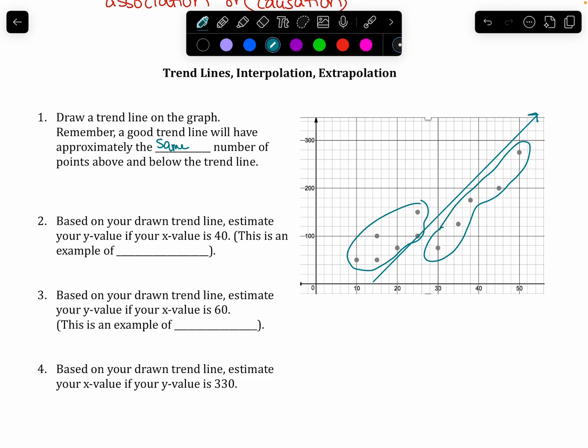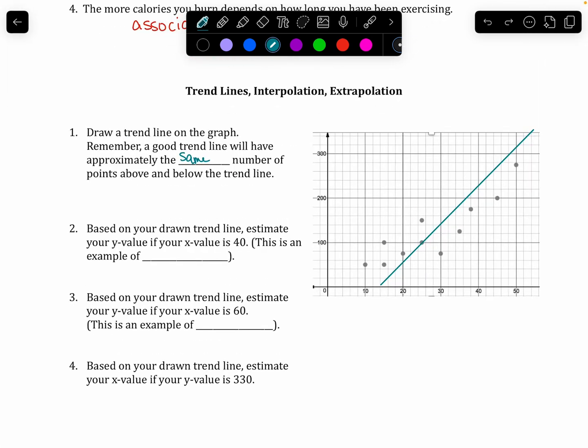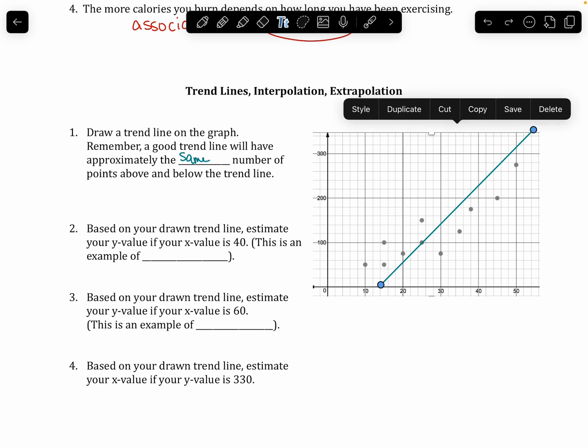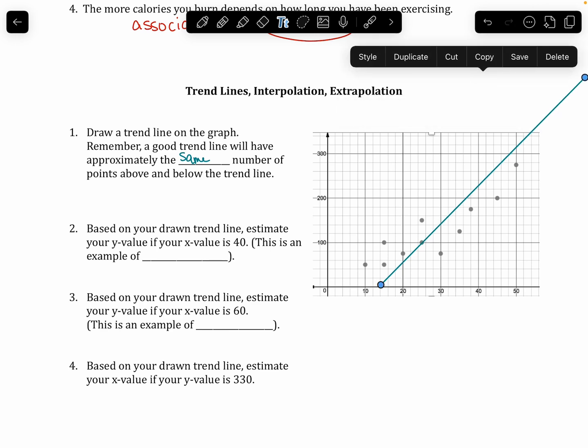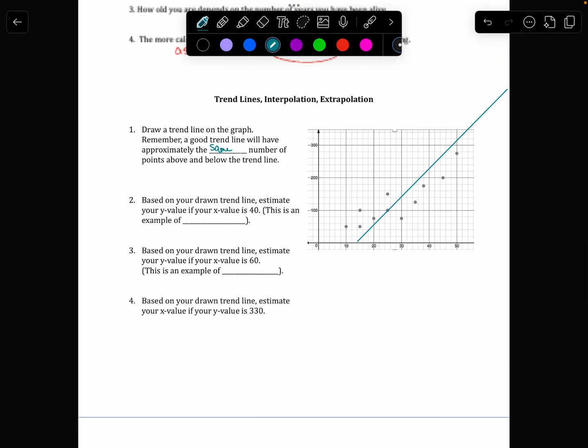If you count the number of dots kind of above your graph, you've got 1, 2, 3, 4, 5, 6, and then you've got 1, 2, 3, 4, 5. There's not an even number of dots here, so it's okay that there's maybe like 1 or 2 above, versus below. So when I look at this, it looks like a pretty darn tootin' good trend line to me. I need to expand my trend line. Keep on going, trend line.